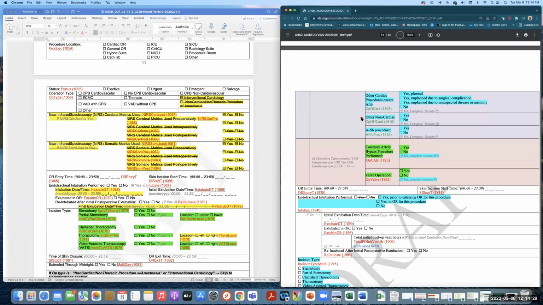The last category for the adult patients 18 and over is the AFib procedures. Now these are your Maze procedures, your pulmonary vein isolation, your PVI procedures. These are your left atrial appendage amputations or clipping procedures. So you would just answer yes or no if they did an AFib procedure during the operation.